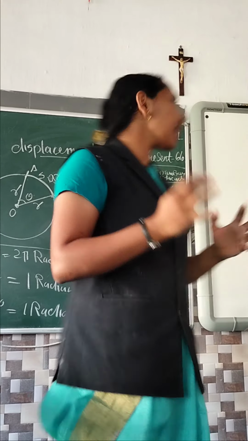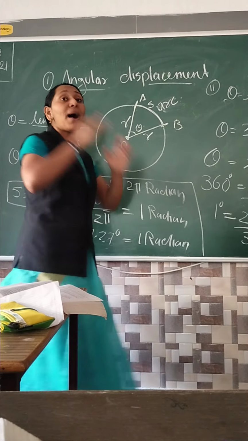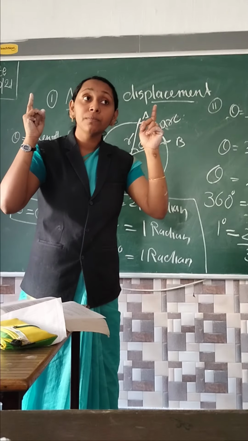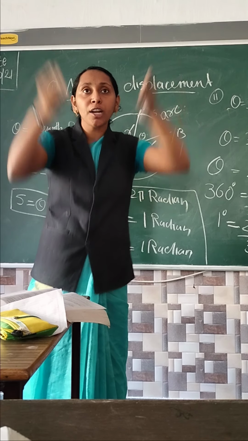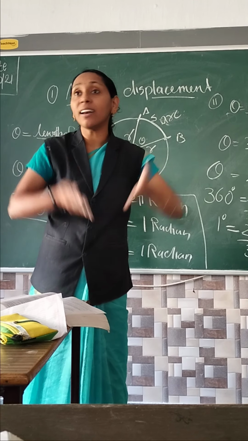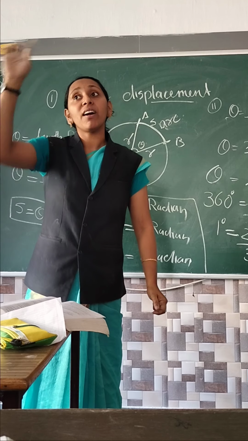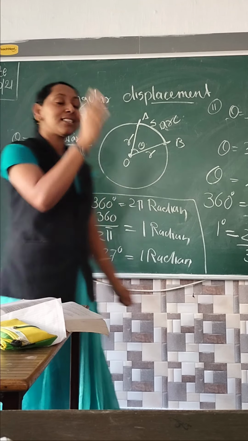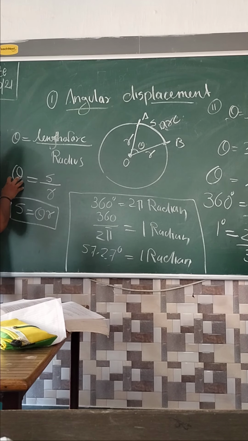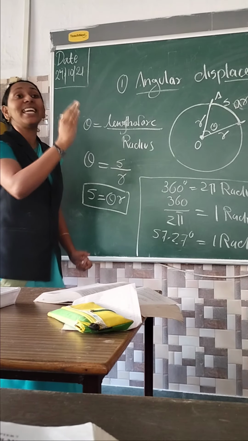So I am considering a circular motion here, and a part of a circle. A part of the circle is called an arc. I am considering the arc AB joining to the center O, both at radius r. So theta equals S by r. This r is the displacement. So the first expression is theta equals S by r. From this expression, S equals theta r.